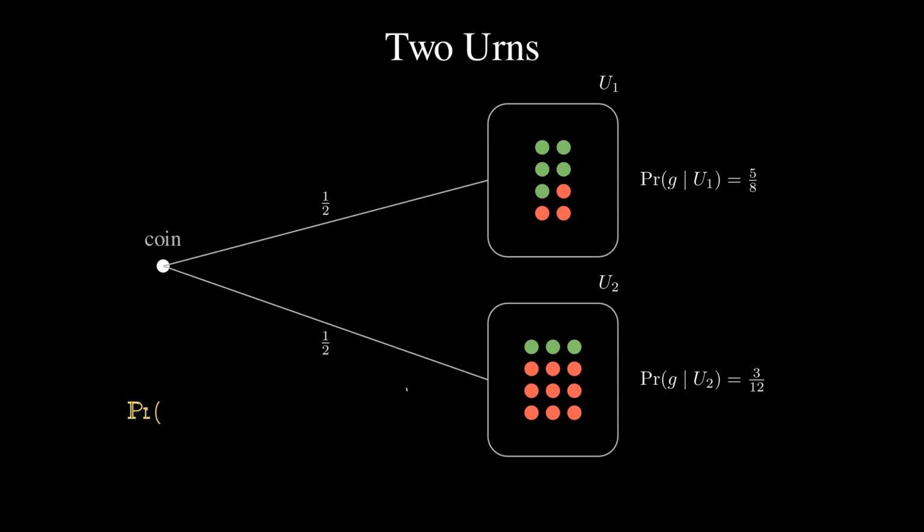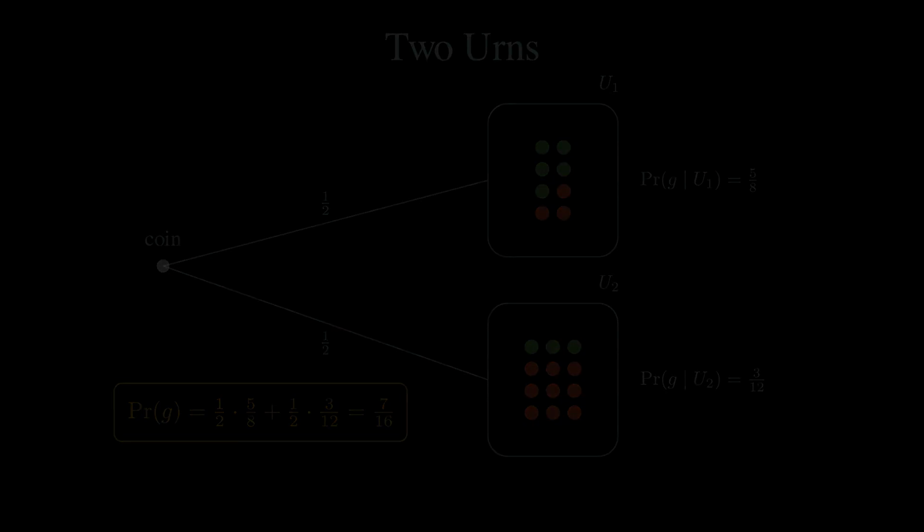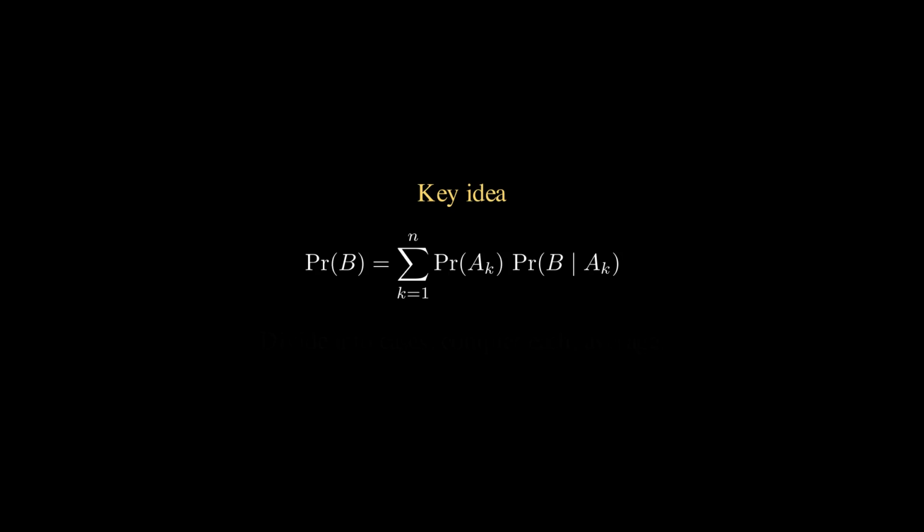Total probability stitches them together. 1/2 times 5/8 plus 1/2 times 3/12, which comes to 7/16. Notice we never had to reason about both urns at once. We solved each easy case and let the theorem average them. That is the power of conditioning as a computational tool. Divide the world into cases, conquer each, and average.